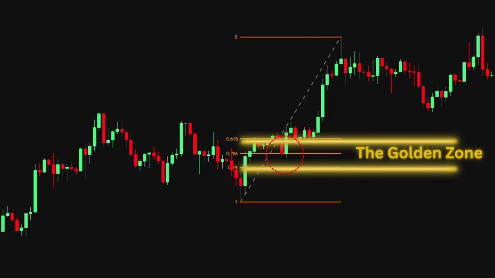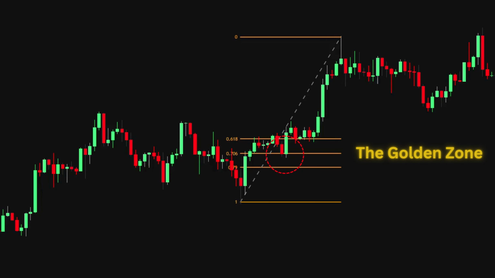In other words, when price makes a strong move and then begins to retrace, this range is statistically one of the most likely areas where buyers or sellers step back in the market. Because of this behavior, experienced traders often watch this zone very closely, waiting for confirmation that the trend is ready to resume. This is how the Fibonacci retracement is usually used.